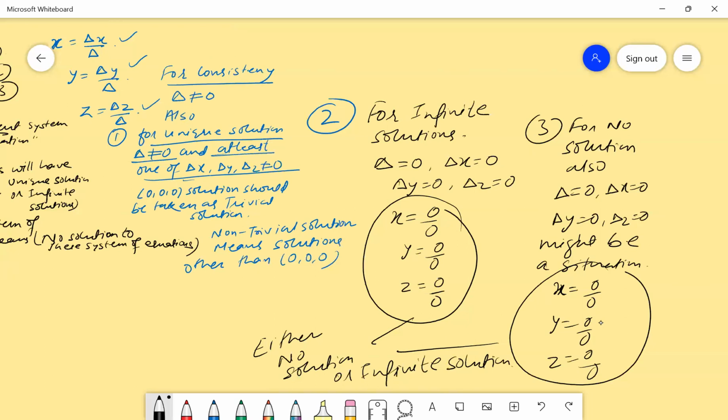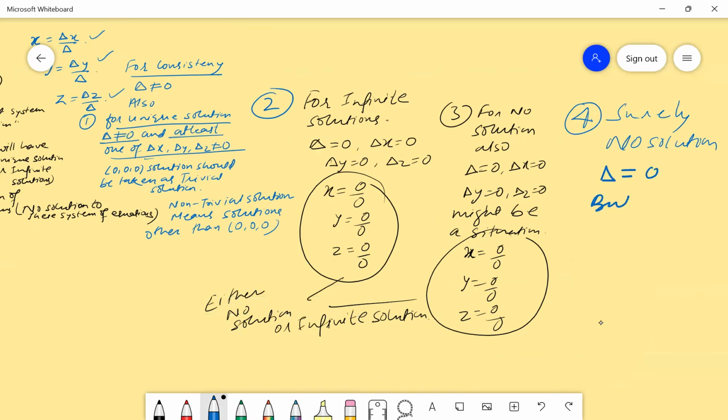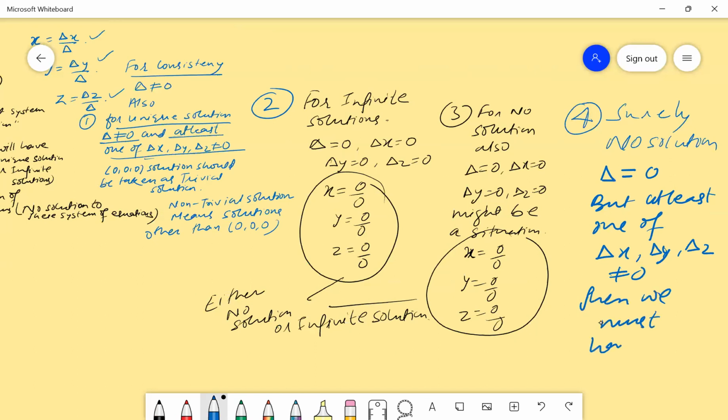Okay. Now coming to the fourth point, surely no solution. For this, let me tell you, if delta equal to 0, but at least one of delta x, delta y, delta z not equal to 0, then we must have no solutions.